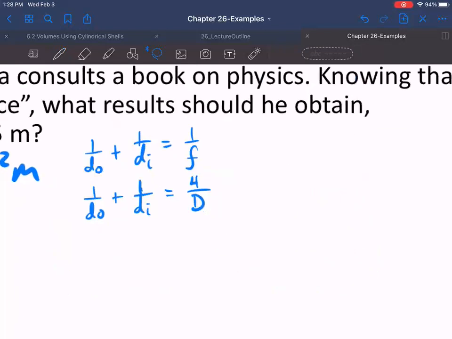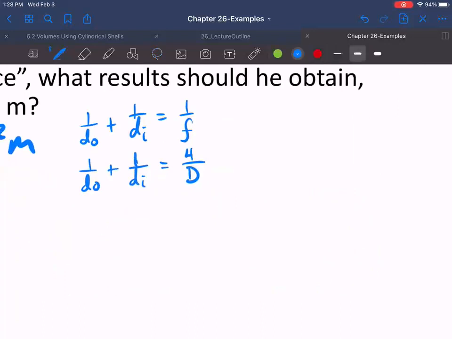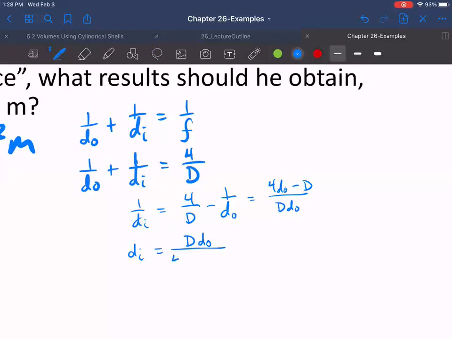Okay, let's zoom in on this. Now we need to solve this for DI. So I'll get 1 over DI equals 4 over the diameter minus 1 over the object distance. Then DI will become, if we make these into one thing, 4 DO minus D. And so this becomes the diameter times the object distance over 4 times the object distance minus the diameter. Does that look okay?